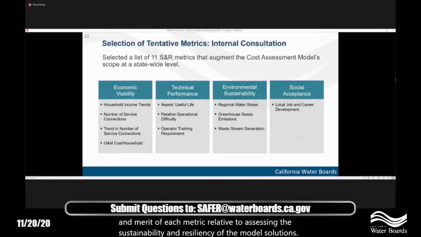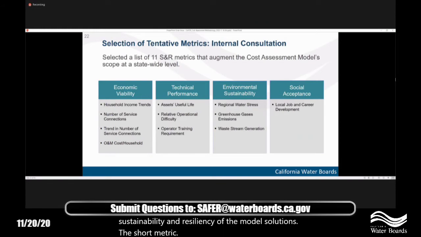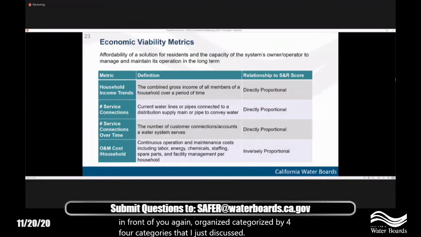The shortlisted metrics are listed in front of you, again organized, categorized by the four categories that I just discussed. So now let's examine these shortlisted metrics in more detail. And we'll start with the first category, economic viability.